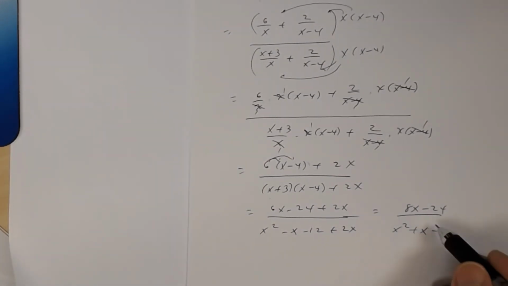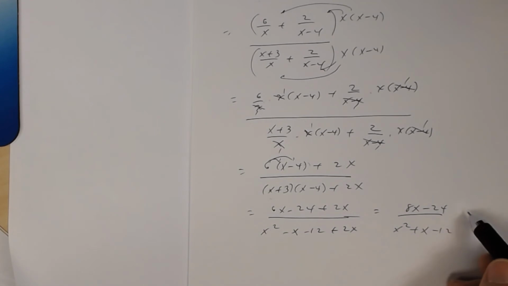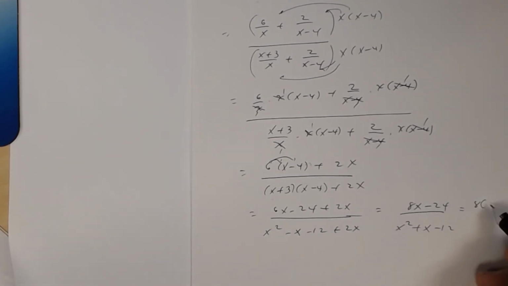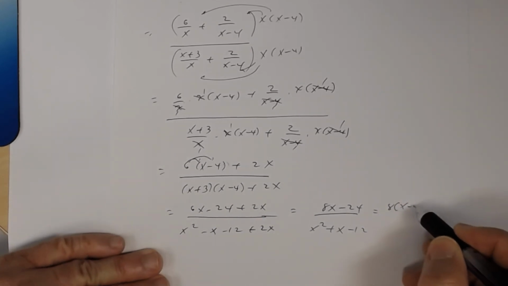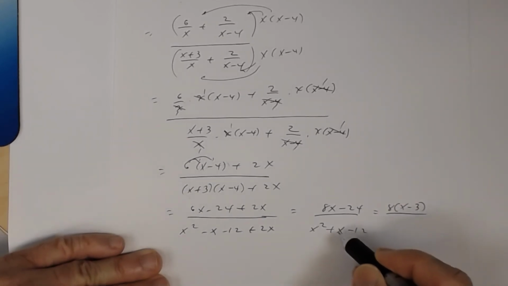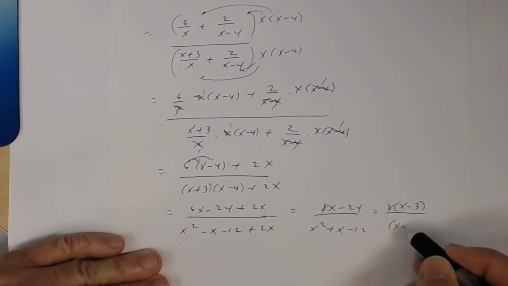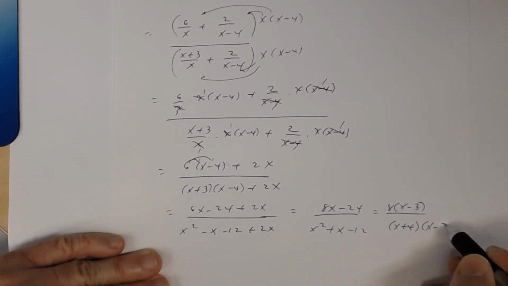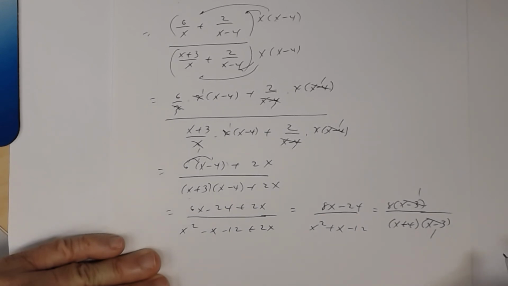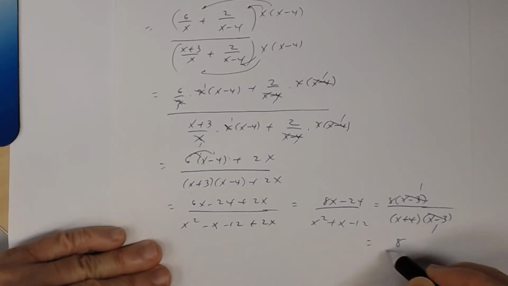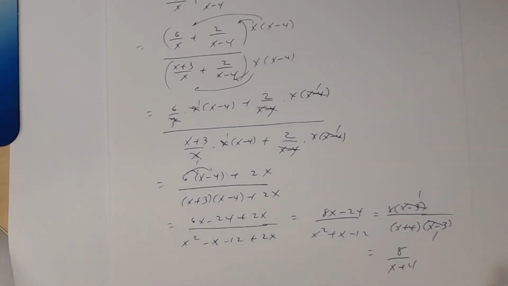And so now you're going to factor. So you're going to factor out an 8. So you get 8 times x minus 3, divided by, and then when you factor the denominator, you can get x plus 4 times x minus 3. And then these factors of x minus 3 divide out. So you get 8 divided by x plus 4. And so notice that is your answer.